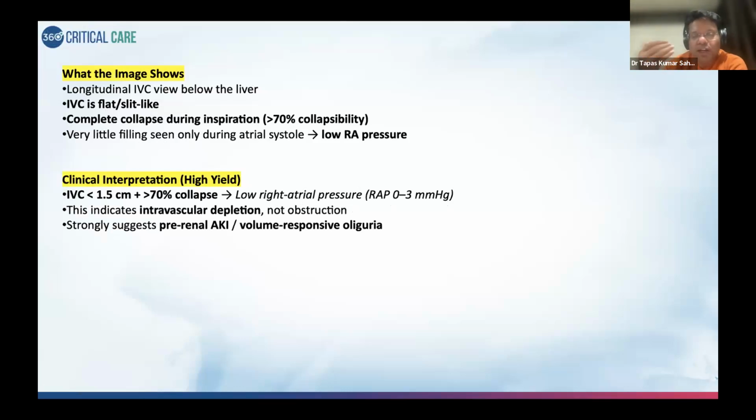So this is one of the etiologies for your pre-renal AKI. There is no obstructive pathology, rather it is fluid deficient and the patient has developed oliguria. So this strongly suggests pre-renal AKI, and this patient will definitely have volume responsive oliguria. That means the oliguria will respond if we give a fluid bolus and again reassess with the IVC assessment.